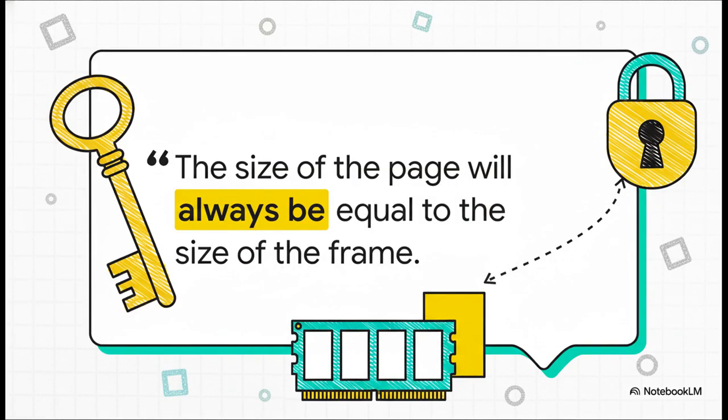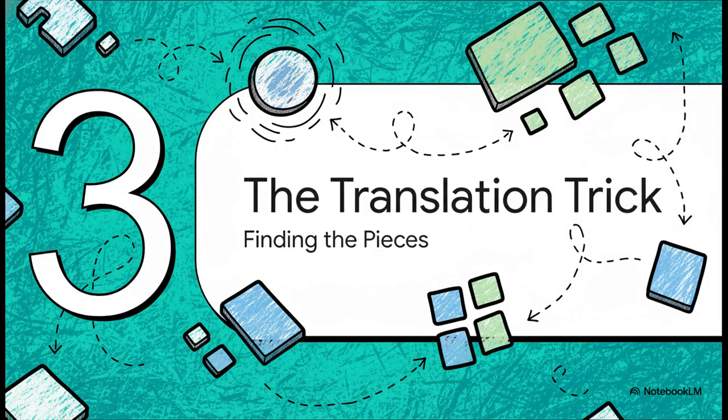And this is the golden rule. You have to remember this one. The size of a page is always exactly equal to the size of a frame. They're a perfect match. Think of it like a Lego brick. One page fits perfectly into one frame. No gaps, no leftovers.